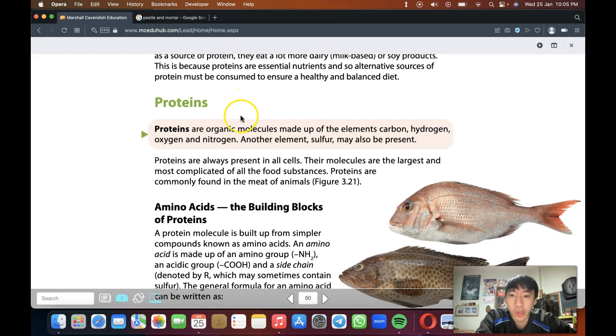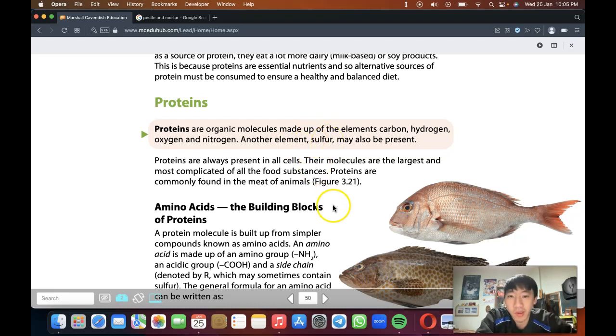Proteins are organic molecules made up of the elements carbon, hydrogen, oxygen, and nitrogen. Okay, so the only difference here is that there's an addition of the word nitrogen as compared to your fats and your carbohydrates. So CHO and CHON. In some proteins, sulfur is present also.